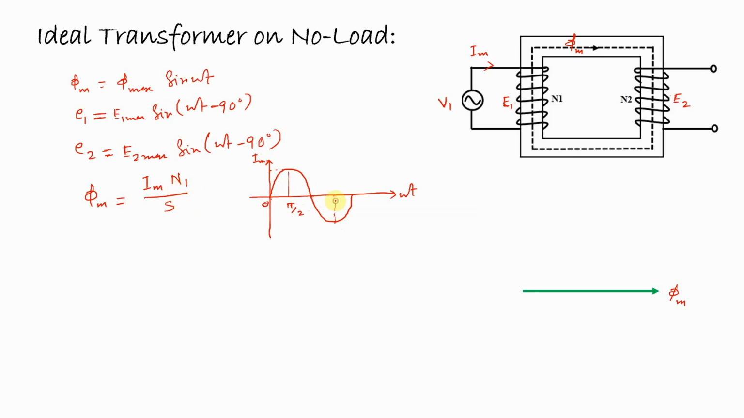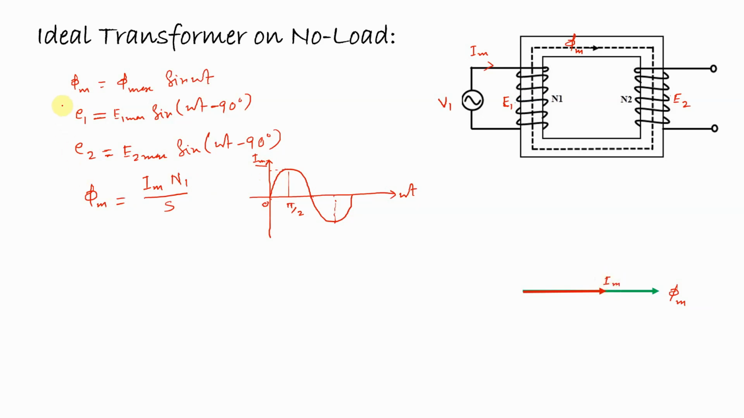That means we can say the current Im and phi m both are in phase, because if current is zero, flux is zero. If current is maximum, flux is maximum. So you can say the current is also in phase with the phi m. So it can be represented by this red arrow. This is the phasor diagram of the magnetizing current.